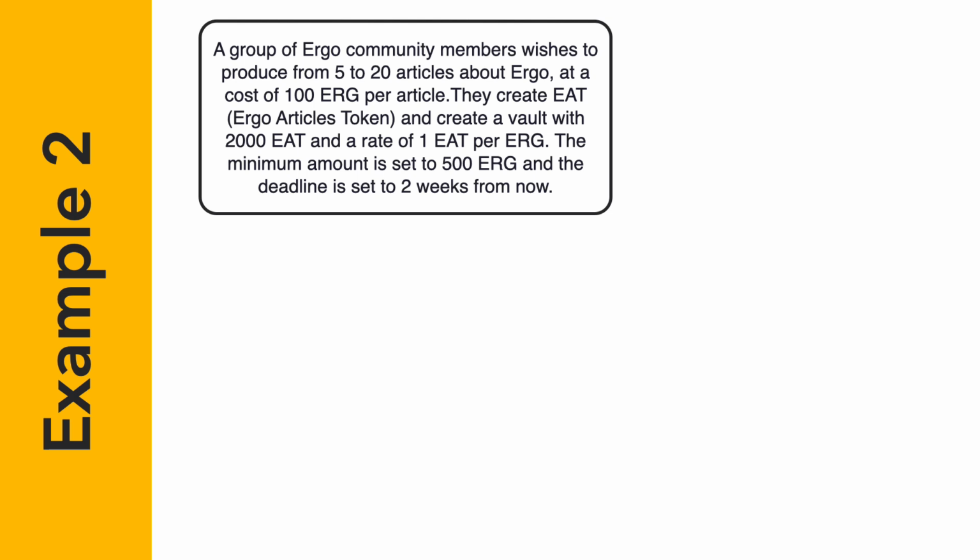Here's another example. Let's suppose that a group of Ergo community members wishes to produce from 5 to 20 articles about Ergo at a cost of 100 erg per article. They create a new token, let's say EAT, Ergo Articles Token, and they create a vault with 2,000 of those tokens and a rate of 1 EAT per erg. The minimum amount is set to 500 erg, and the deadline is set to 2 weeks from now.